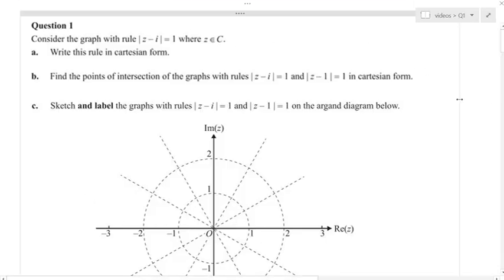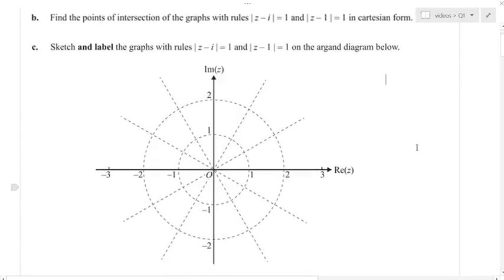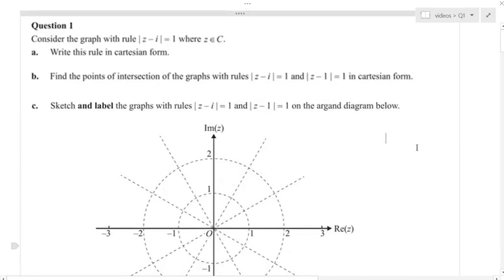Okay, so here we got this question, which basically relates to the complex plane. This is again a question which has got many parts, and the question at a glance is given here. Let's take a look at this. You got a rule here which says that mod z minus iota is always equal to 1. Then the question asks you to write this in Cartesian form.